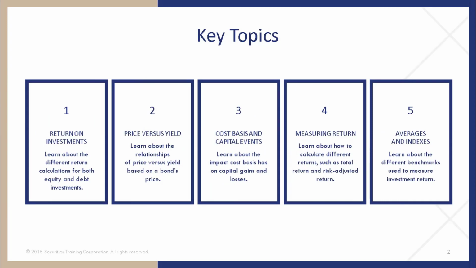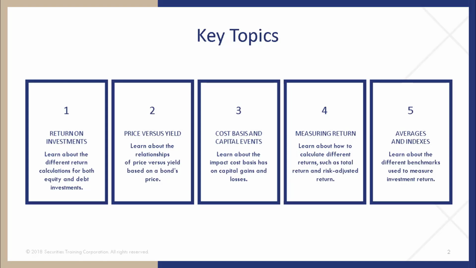First, the return on investments, how we calculate the various yields or returns on debt or fixed income, as well as equity investments. 2, price versus yield. We're going to build on the relationship of chapter 4 and discuss some new terminology. Item 3, cost basis. When we buy and sell, do we have a gain? Do we have a loss? So we need to talk about cost basis versus what's called a capital event.